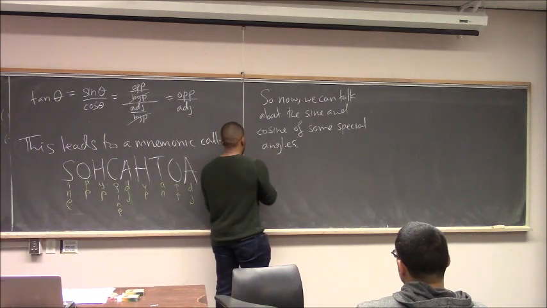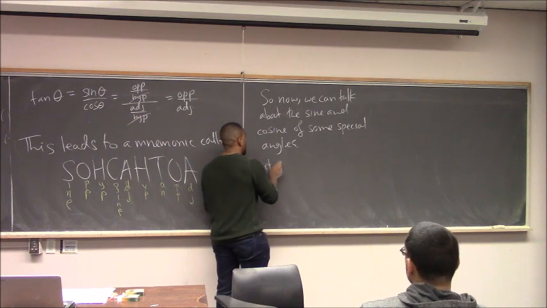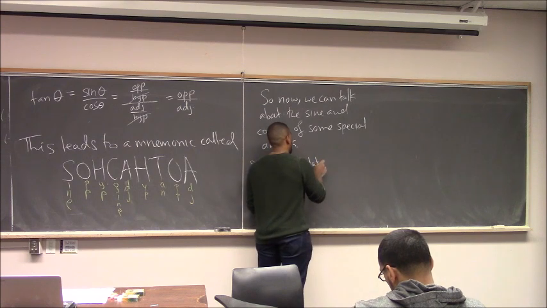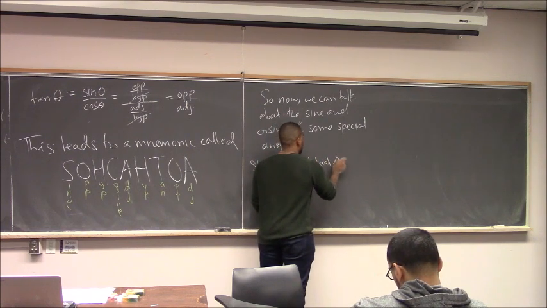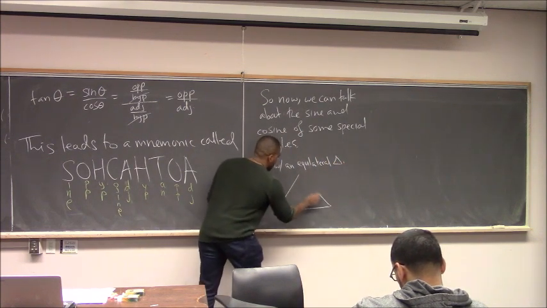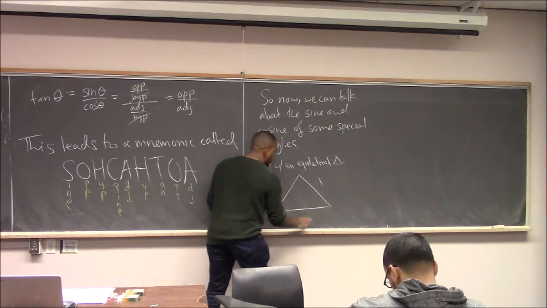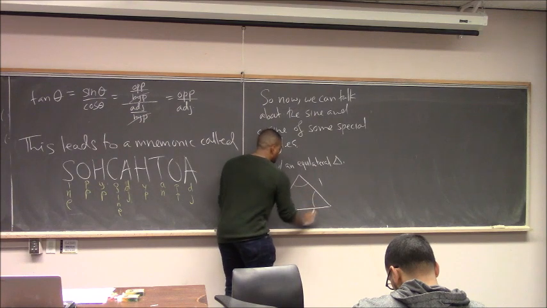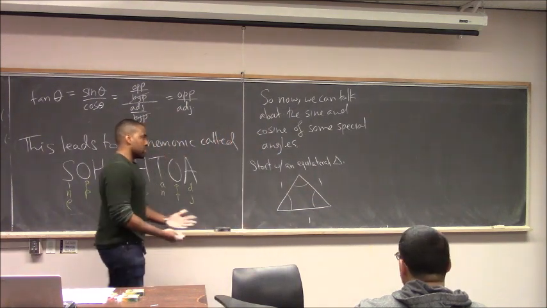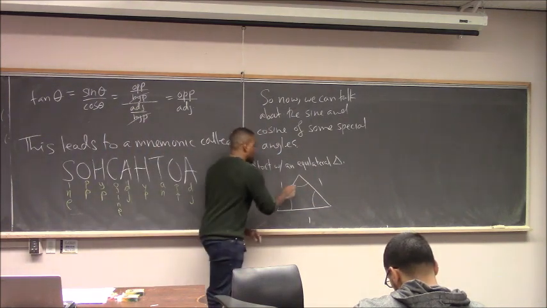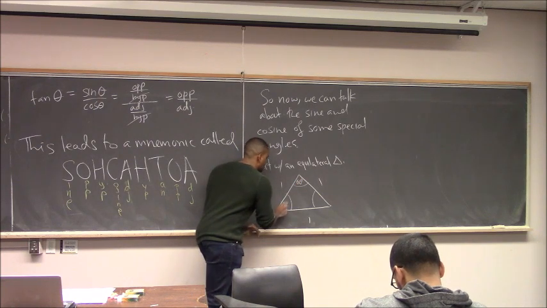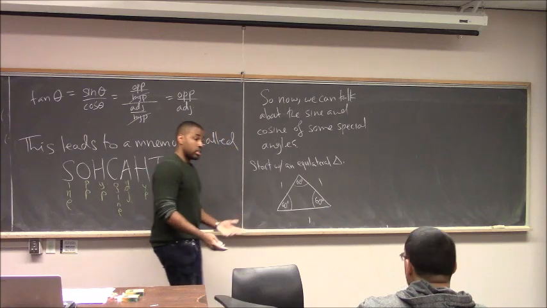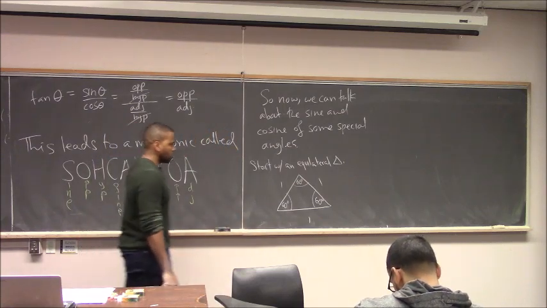So start with an equilateral triangle. Say it has length 1 all around. And of course all the angles must be the same measure. Knowing that the angles in a triangle add up to 180, these must all be 60 degrees, or pi over 3 radians.